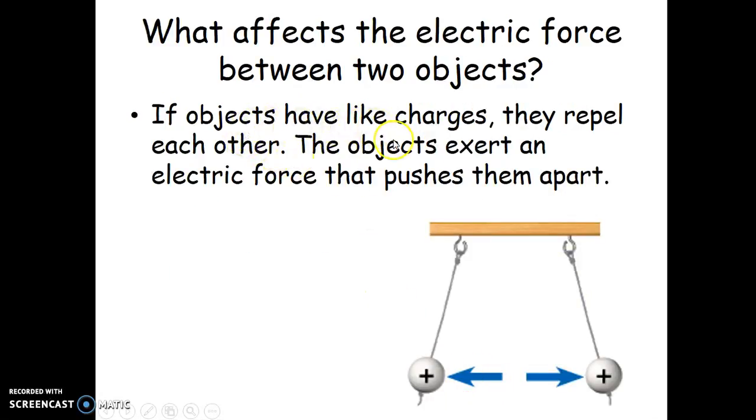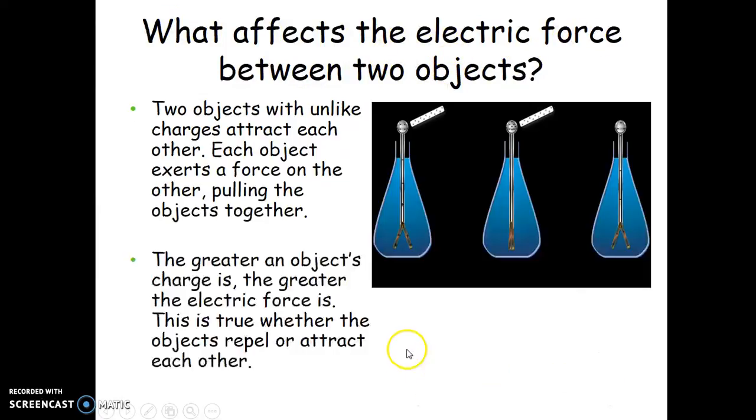So if an object has like charges, they repel each other. The object exerts electrical force that pushes them apart. So positive and positive, they're going to go apart. So remember, what affects electrical force between two objects? It's their charge. So two objects with unlike charges are going to attract each other and exert a force on the other, pulling the objects together.